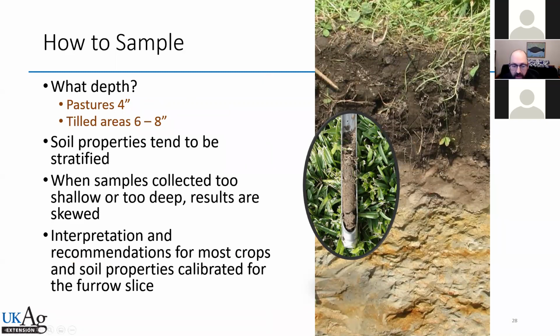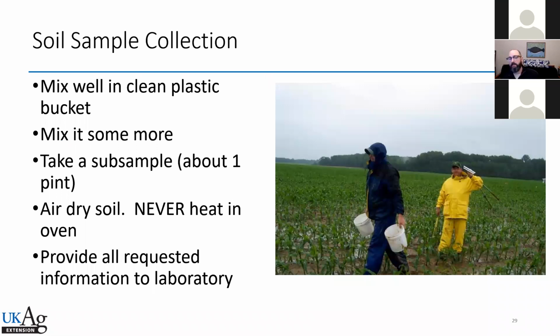So that depth is probably the most important thing next to getting enough soil cores. First of all, you got to cover the field. Make sure you're getting from one side of the field to the other. Number two, most important thing is the depth of that sample. Then you mix it up in a clean plastic bucket.